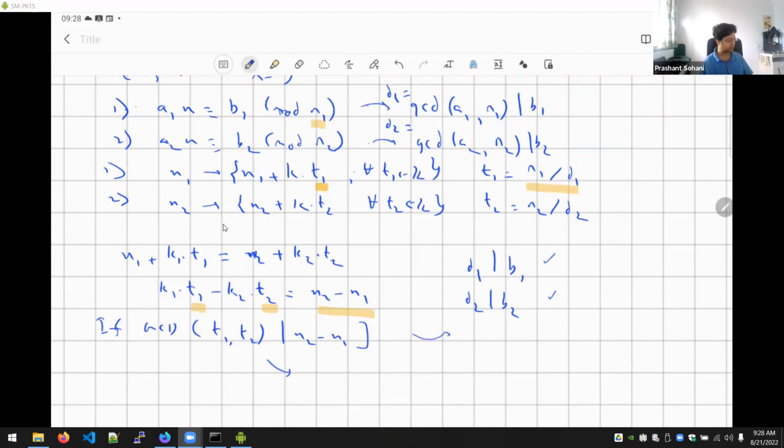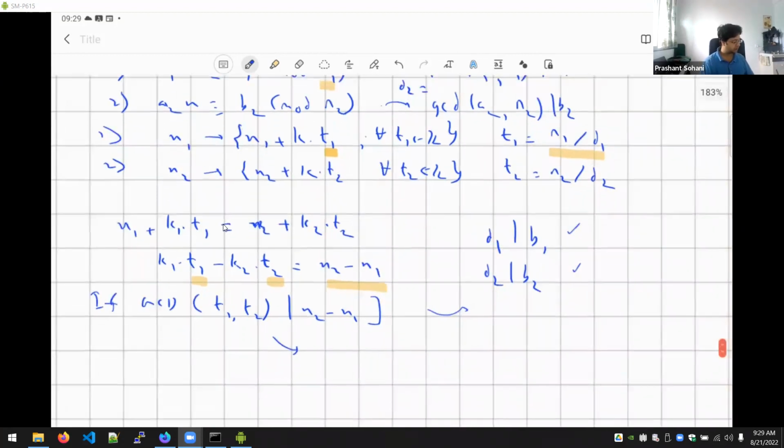But of course, there is still a slight complication here: x2 minus x1, those are the initial solutions of those two equations, which we don't know directly. So first, we'll have to solve the two equations, get the values of x2 and x1, and then only be able to say whether the GCD of T1 and T2 divides that or not.